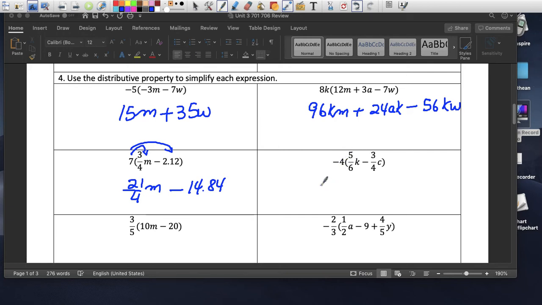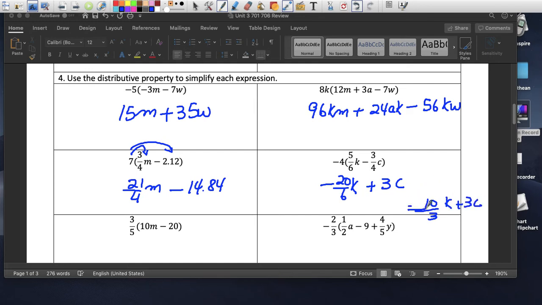Here, negative times a positive is a negative, and 4 times 5/6 is going to be, you can use your calculator, right? You're going to reduce it, or if you just multiply, you get 20 over 6k. Then negative times a negative is a positive. This can be reduced, it depends, so you're going to need to look at your multiple choice. So instead of 20 over 6, they can actually show you 10 over 3. Negative 10 over 3k plus 3c.